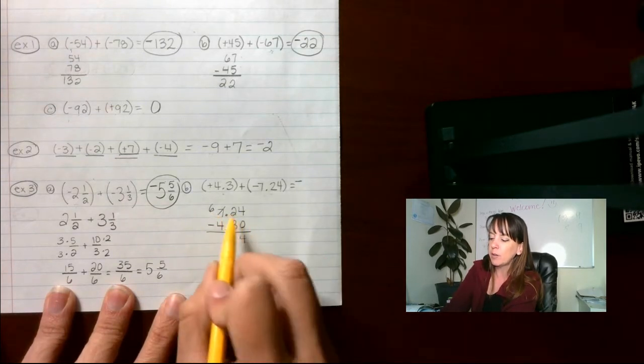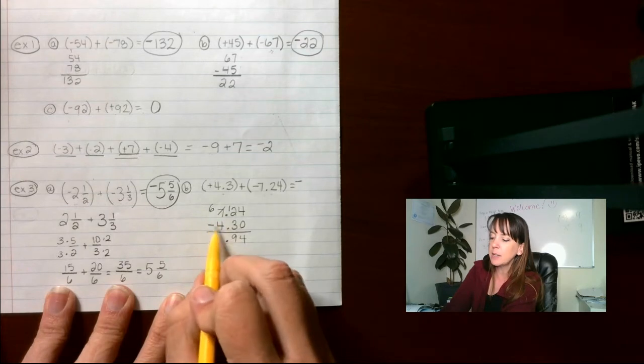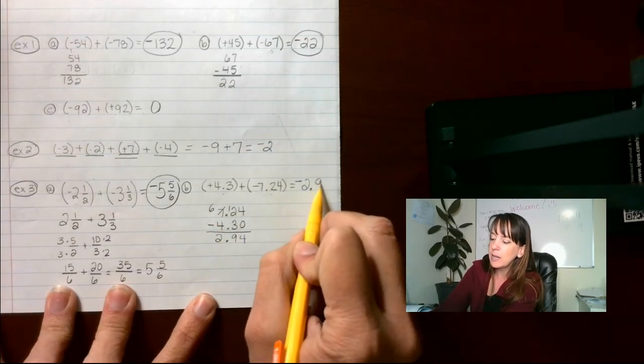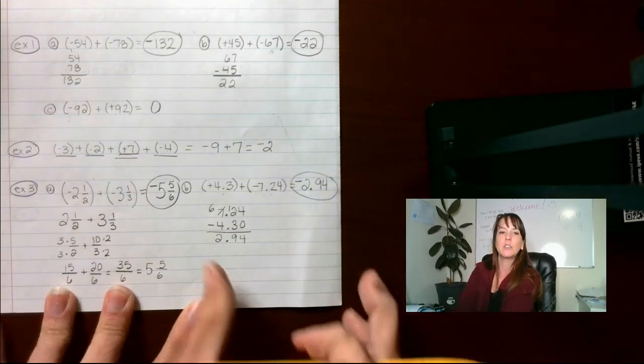Here we need to borrow, so that's 9. Bring my decimal. 6 minus 4 is 2. So my answer is negative 2 and 94 hundredths. Negative 2 and 94 hundredths.